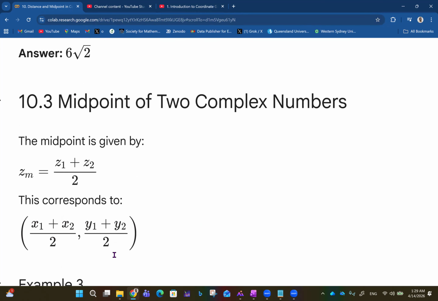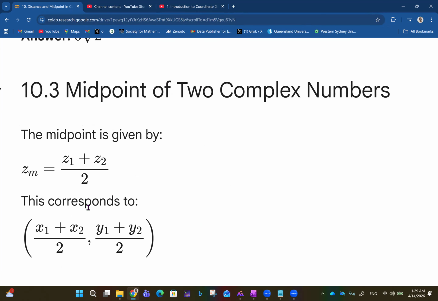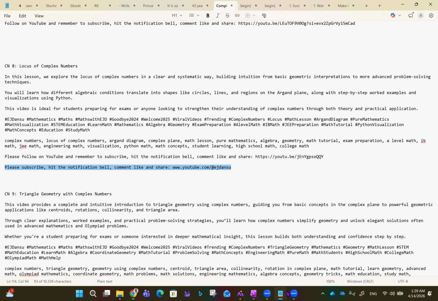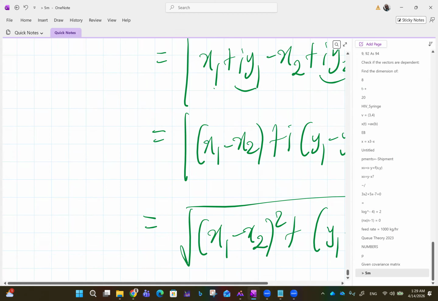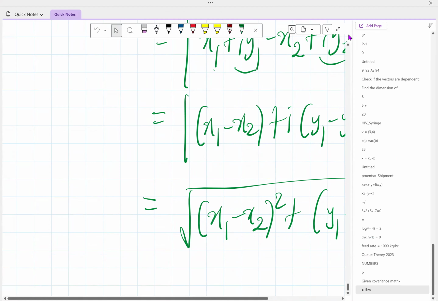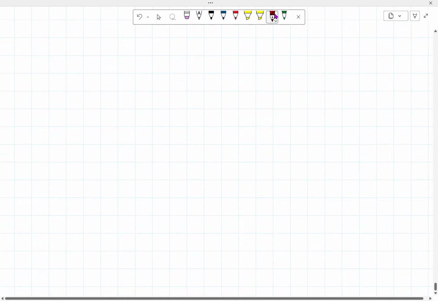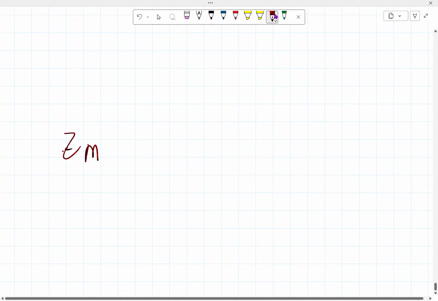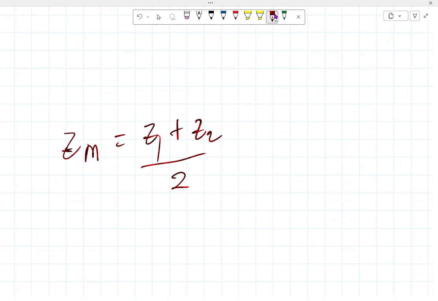Then we talk about the midpoint of two complex numbers. The midpoint is given by Zm, which is Z1 plus Z2 over 2. This corresponds to x1 plus x2 all over 2, then y1 plus y2 all over 2. What exactly is that, you may be wondering. So this is the fact here: Zm is Z1 plus Z2 all over 2 for the midpoint.